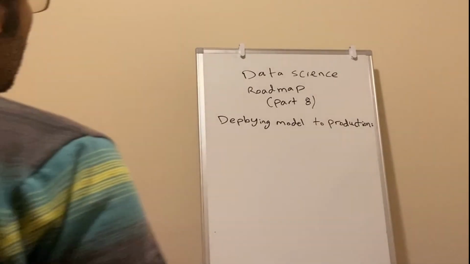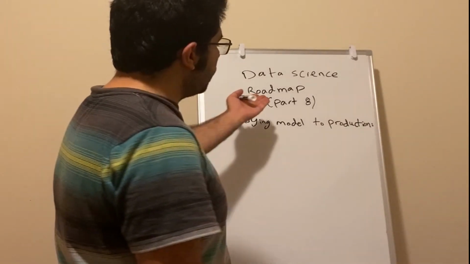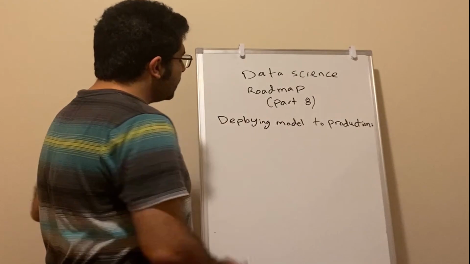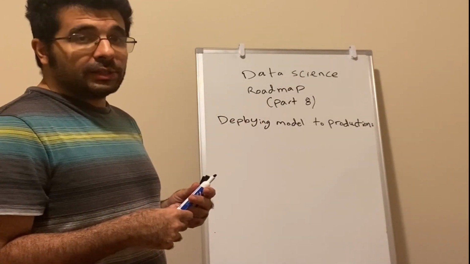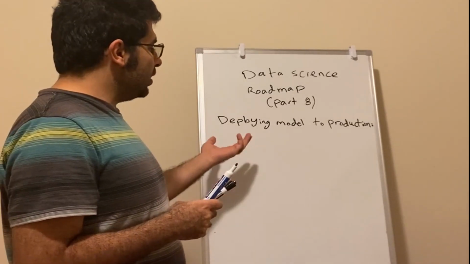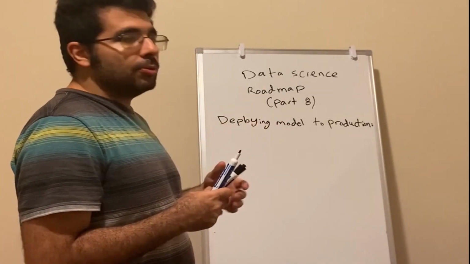Hi everyone, now I want to continue my discussion of the data science roadmap. This is the 8th part. This is one of the most important parts of data science or machine learning: engineers and scientists deploying a model to production.